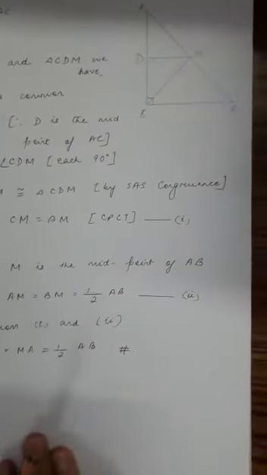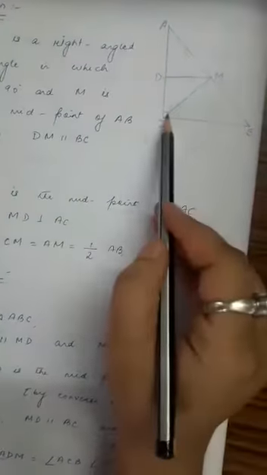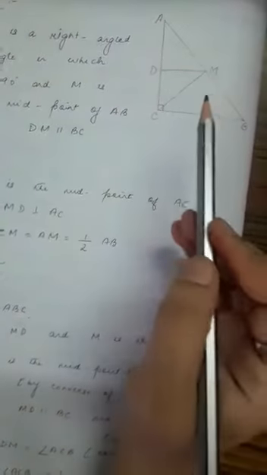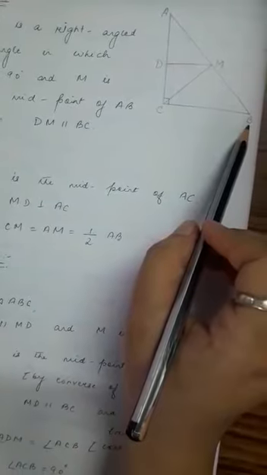So till now we have completed 3 sums. Now we'll go to the last sum, that is number 7. Now see the diagram of number 7 and see the given. Here the given is ABC is a triangle where C is 90 degree. It is right angle, that's C. And M is the midpoint of AB. Also it is given that DM is parallel to BC.